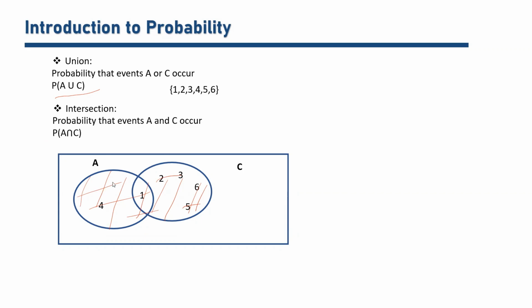Okay, so this entire portion is your union. It tells you the occurrence of A or C, right? Either A will occur or C will occur. So the entire probability will cover both event A and event C.